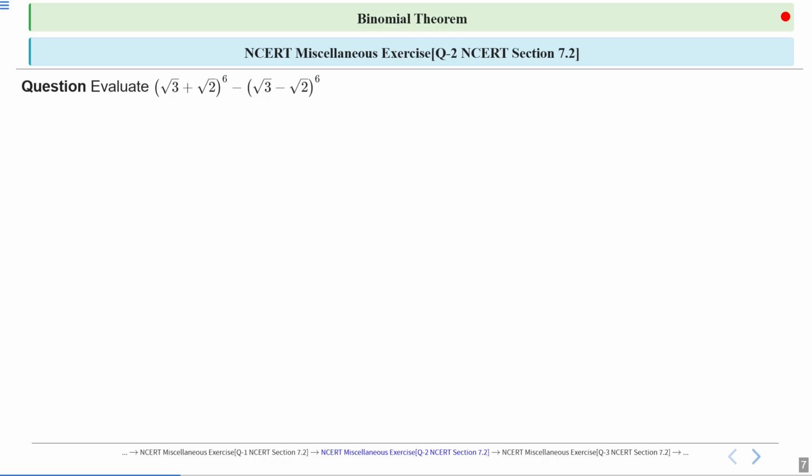So in this question we have to evaluate the expression (square root 3 plus square root 2) to the power 6 minus (square root 3 minus square root 2) to the power 6. Okay, so for evaluating this we will use the binomial theorem. So first of all, try it yourself. How would you approach this question?